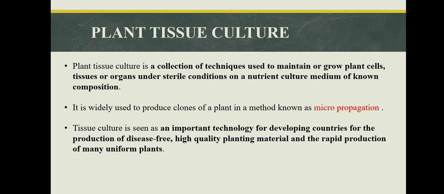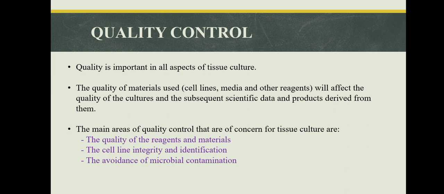Plant tissue culture is a collection of techniques used to maintain or grow plant cells, tissues, or organs under sterile conditions on a nutrient culture medium of known composition. It is widely used to produce clones of a plant in a method known as micropropagation. Tissue culture is seen as an important technology for developing countries for the production of disease free, high quality planting material and the rapid production of many uniform plants.